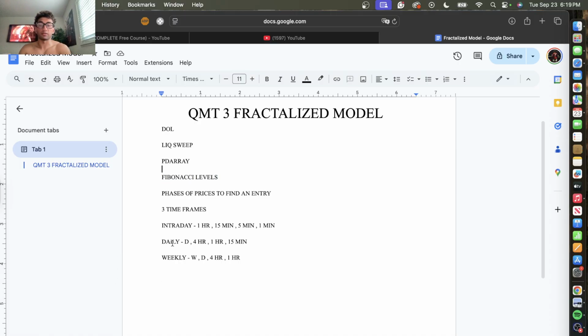So like I said, if you're trading intraday, use the daily range. If you're trading daily, use a weekly range. And if you're trading weekly, use the monthly range. Now we're going to go through the phases of price to find an entry using the daily, 4 hour, and 1 hour.